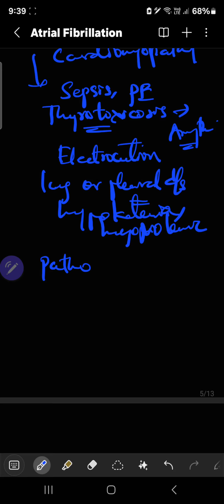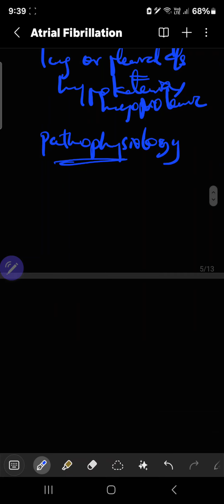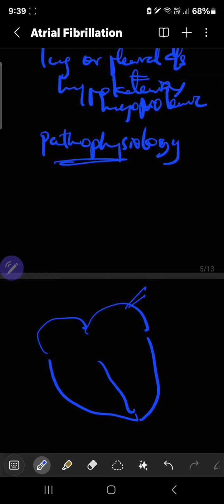So let us discuss some pathophysiology part just for a minute. What happens in AF is, these are the atria and these are the ventricles, and here there will be opening of the pulmonary veins. There will be multiple impulses here, and the atria will literally be vibrating. Because of this, there will be a turbulent flow of blood that predisposes to clot formation.